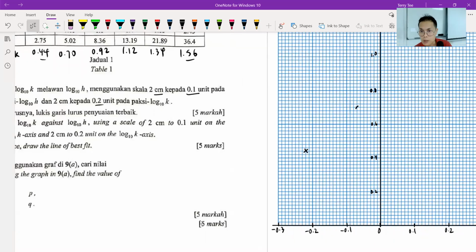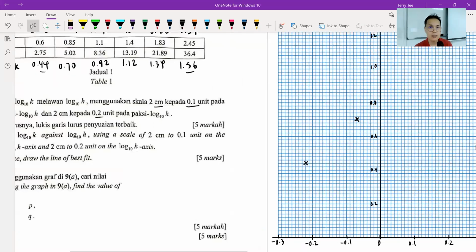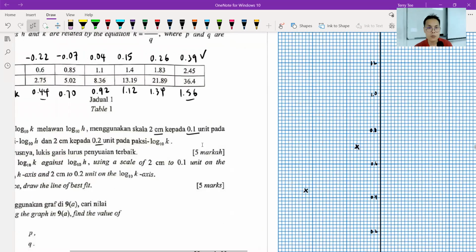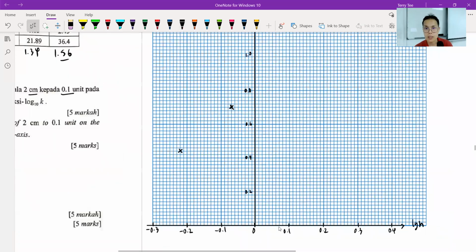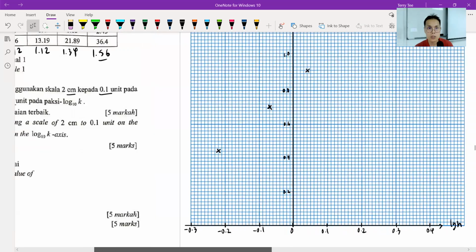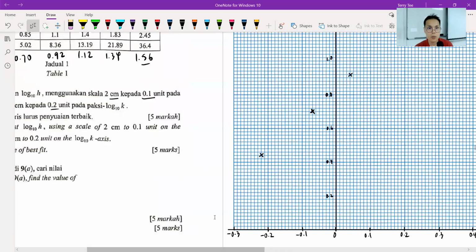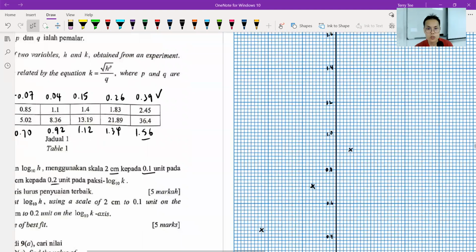0.770 here, in between. Here we go. Okay, third one, 0.04 and 0.92. Now, 0.9 will be in between. 0.92 will be higher, so it's over here. Okay. All right. Next, I will have to do 0.15 and 1.12.